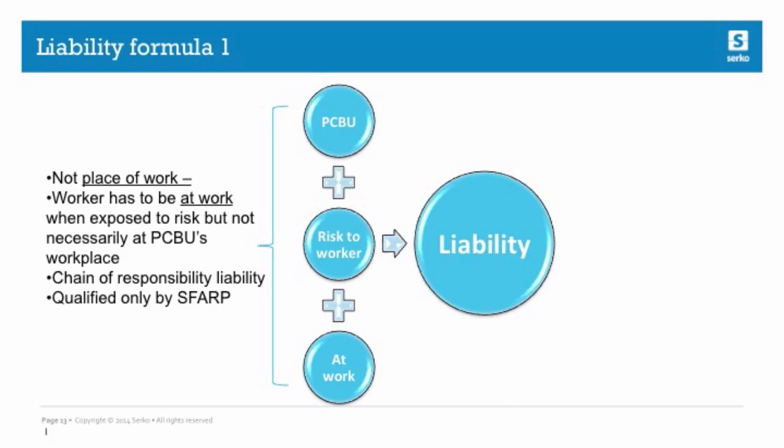So I like to distill things down into easy liability formulas and calculations to make it easy to work out, well, what is the liability piece under WHS laws. I've got one liability formula for how this plays out in relation to workers and one for how it plays out in relation to other persons. So let's take a look at the first liability formula, which is liability to workers.